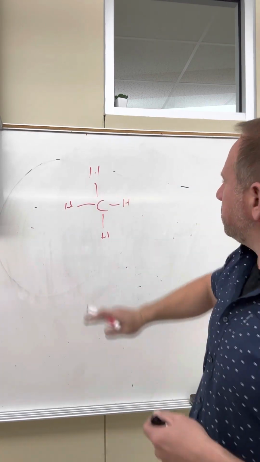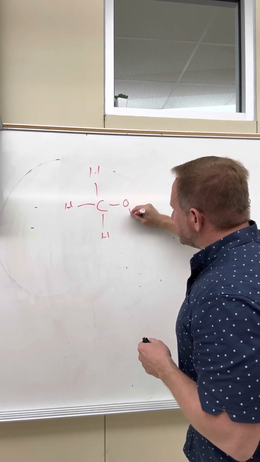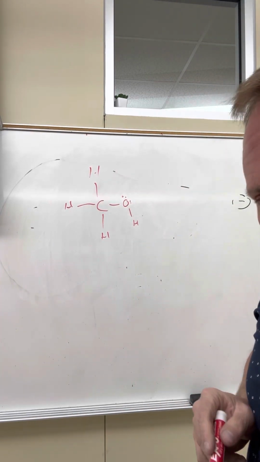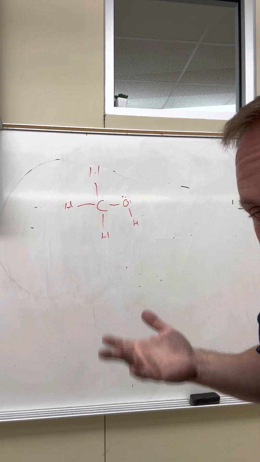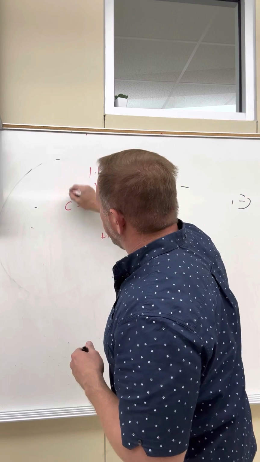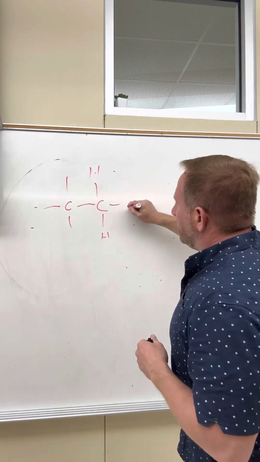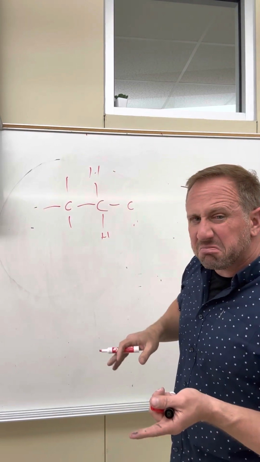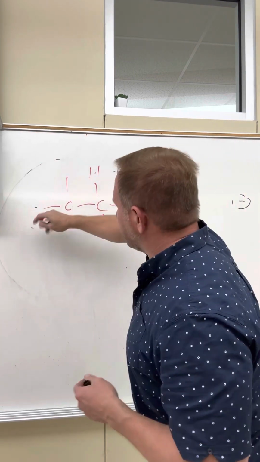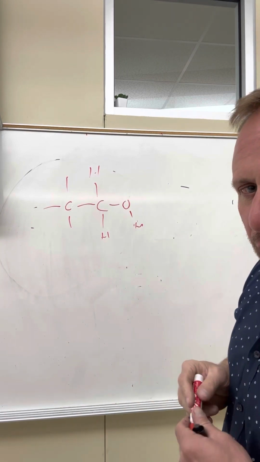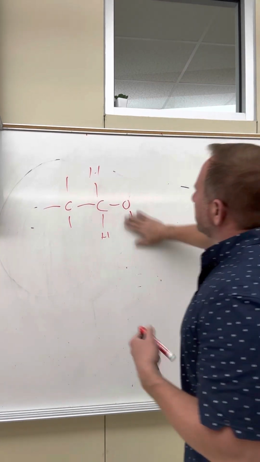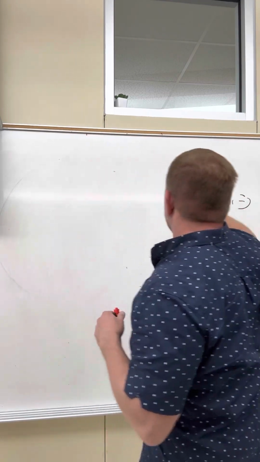But I attach to it an area of negativity right there, a little hydroxyl group, and all of a sudden it's methanol. That's alcohol, it's a type of alcohol. If I put on another carbon here, this is ethanol, that's alcohol. That's what people think of as drinking alcohol. And so that's all there is to it. Anyways, back to your London dispersion forces.